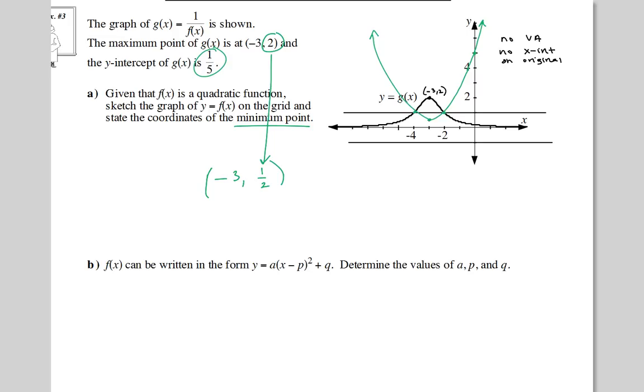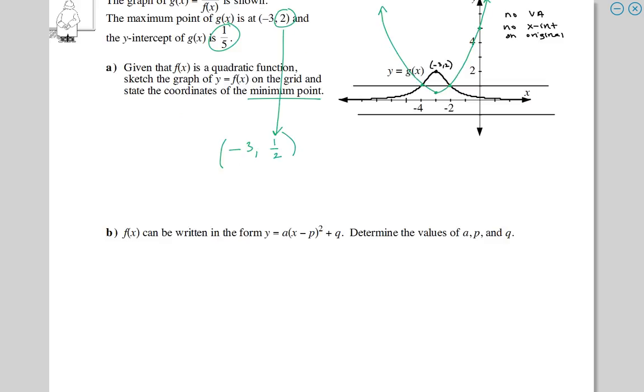Okay, and then it wants us to write it in the vertex form. You guys remember this from the quadratic unit? So we have y equals a x minus, what's the p-value? Remember, this is p, this is q. You guys remember this? So x minus -3 squared plus half. And then we just have to solve for a.